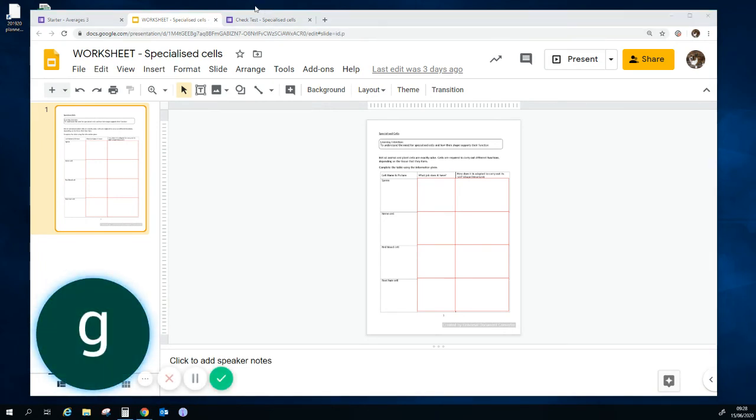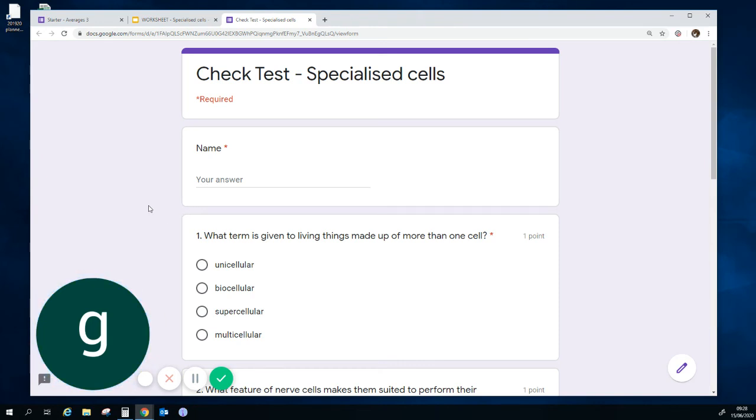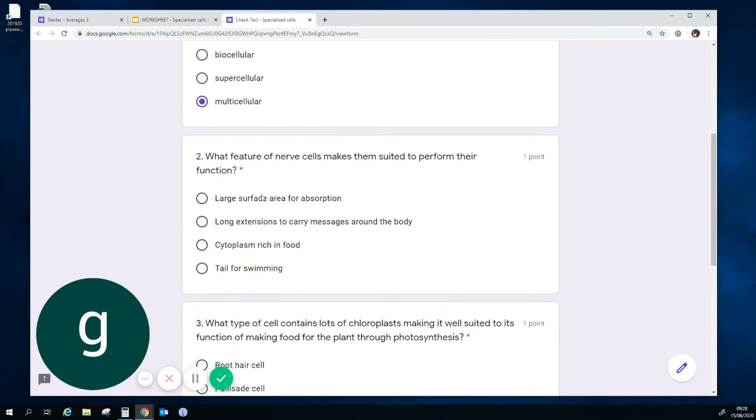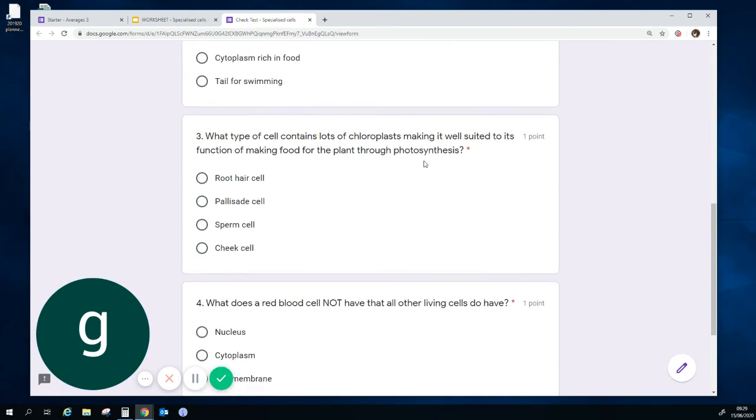And finally, we have a look at the check test. So what name is given to things made of several cells that are multicellular? What feature of nerve cells makes them suited to performing their function? So nerve cells, they have a long extension called an axon that allows them to carry messages around the body.